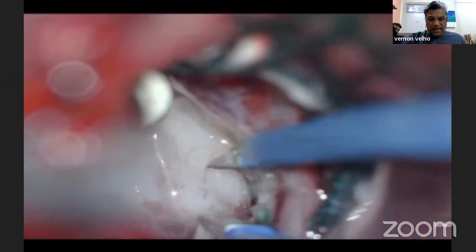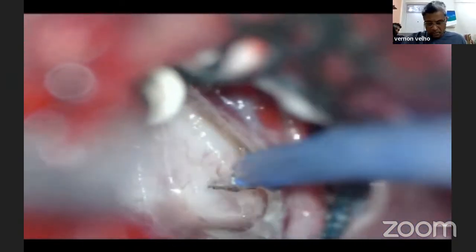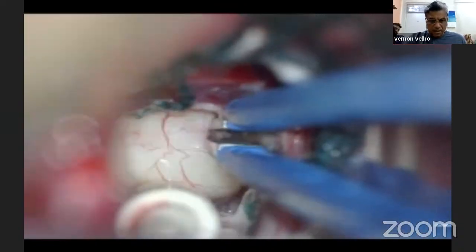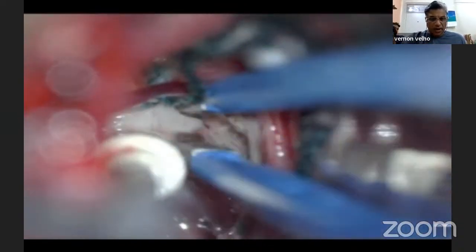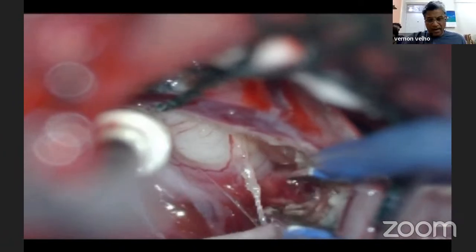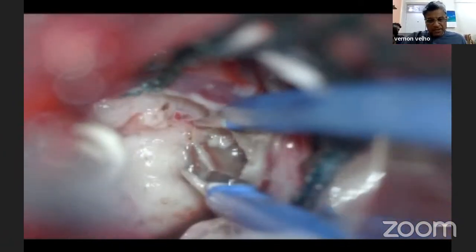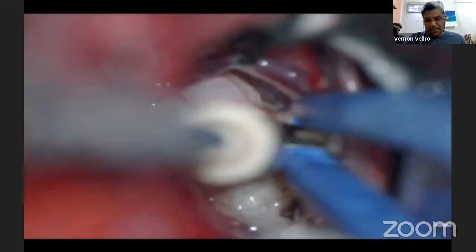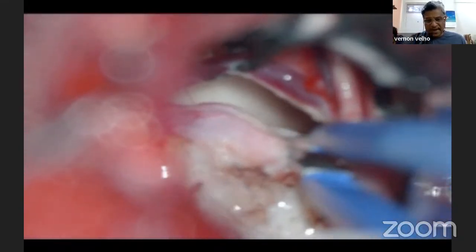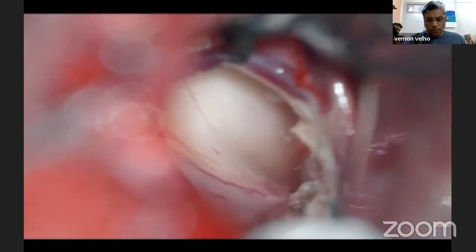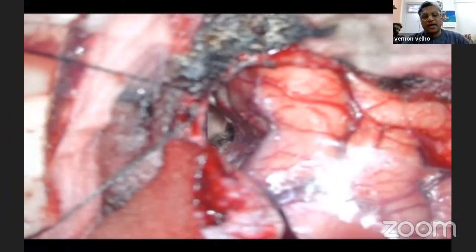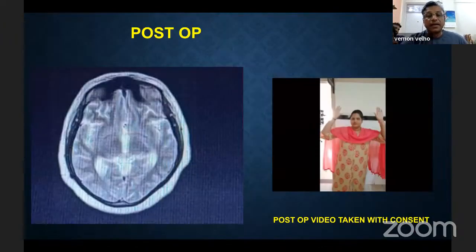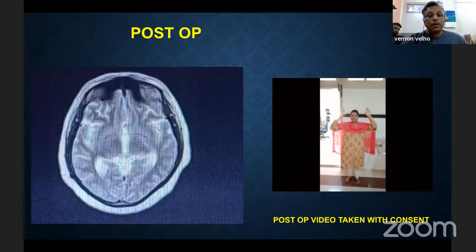So here again, no retractors, we are just using a silicone patty over the hemisphere. And then we are getting the colloid cyst in toto by a sharp dissection. You coagulate the feeding vessels. Always you'll have the choroid plexus attached and you'll have a feeding vessel. So this is a removal in toto. And then you can see the ventricle, it is clean. Third ventricle is clean. That's the patient post-op.